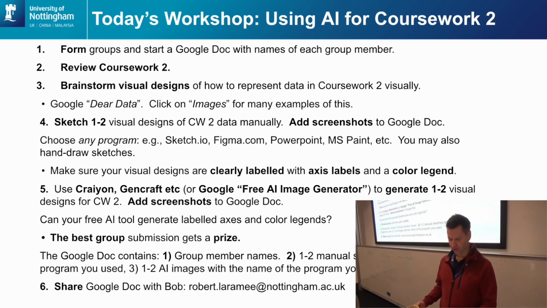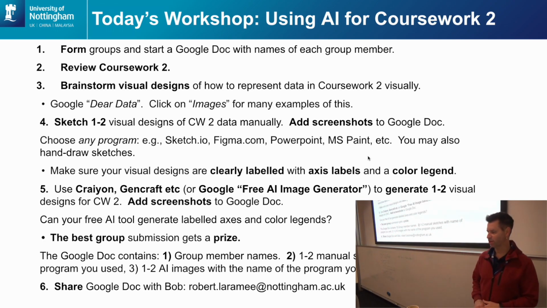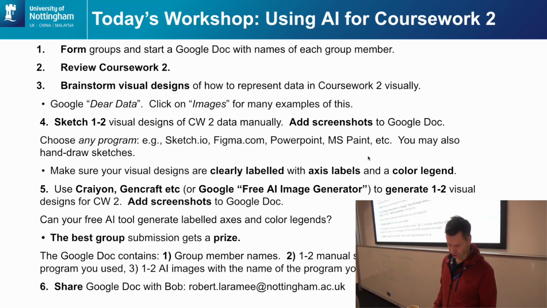So in the end, your Google Doc contains your group members' names, 1 or 2 manual sketches with the name of the program you used, and 1 or 2 AI images with the name of the program you used. For the manual sketches, you can use a program if you want, but you can also just do it by hand. You can use a program like Sketch.io or Figma or PowerPoint or MS Paint, any program to do sketches. And then you share your Google Doc with Bob at the end.